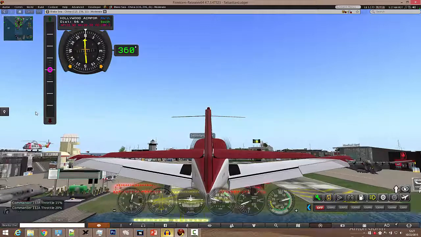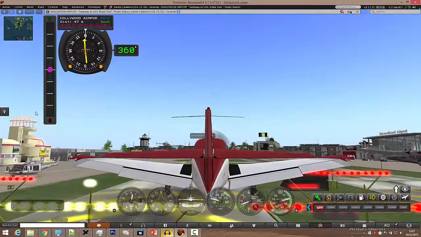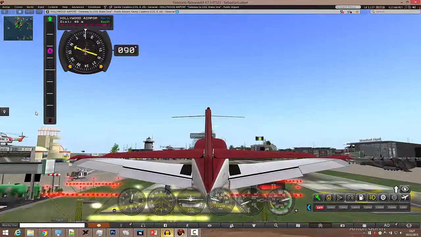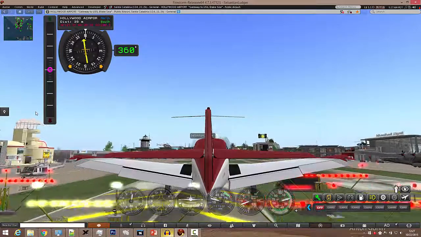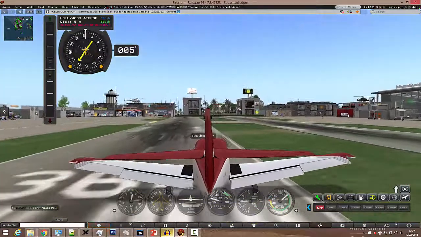There we go, the indicator's gone green. It's not perfect, but it's good enough. There we go, a 78-point landing.